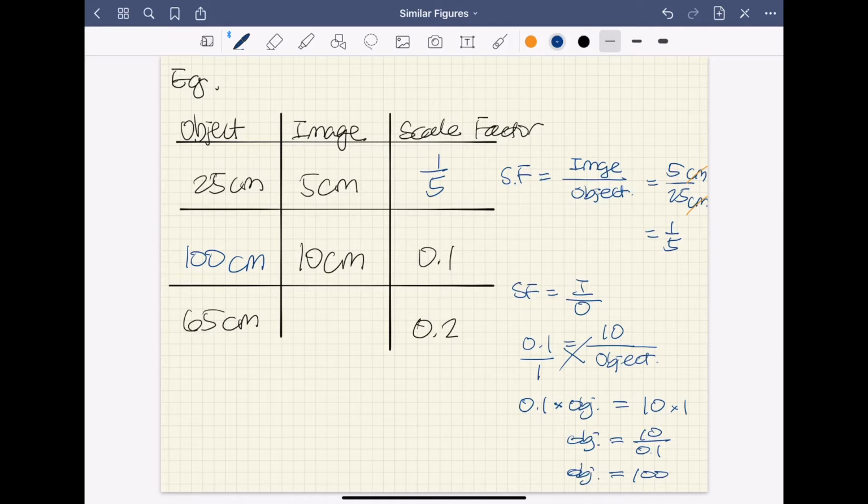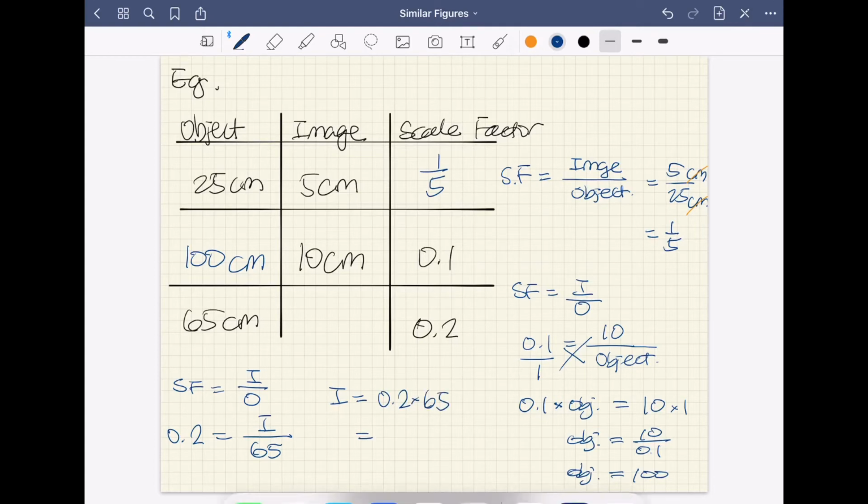Okay, last question. Given the object length and the scale factor, it asks you to find the image length. Same thing, we'll apply that formula. Image over object. Object is 65. Scale factor is 0.2. Image we don't know. And to find the image, this one is easier. We just need to multiply 65 on both sides. So we know then image is equal to 0.2 times 65, 13. So 13 centimeters. Make sure you add the unit.